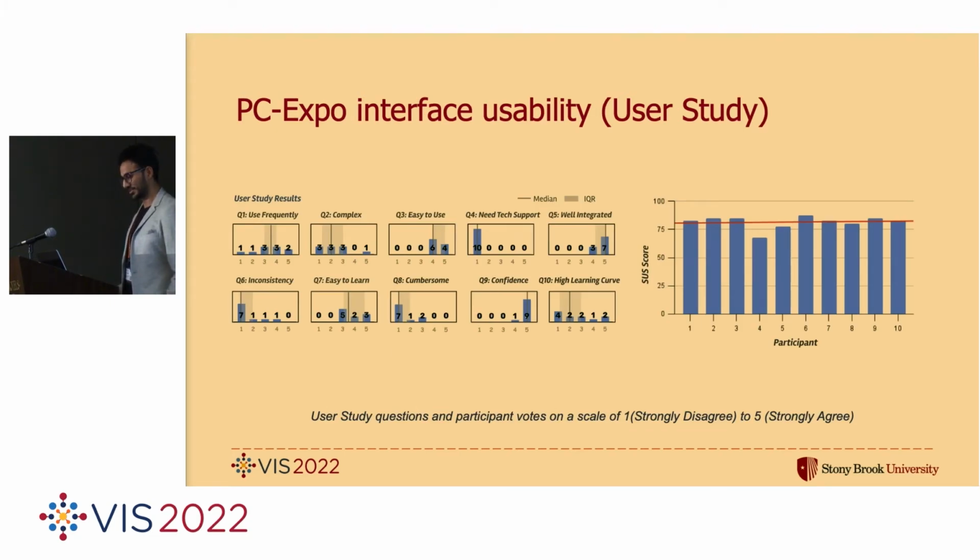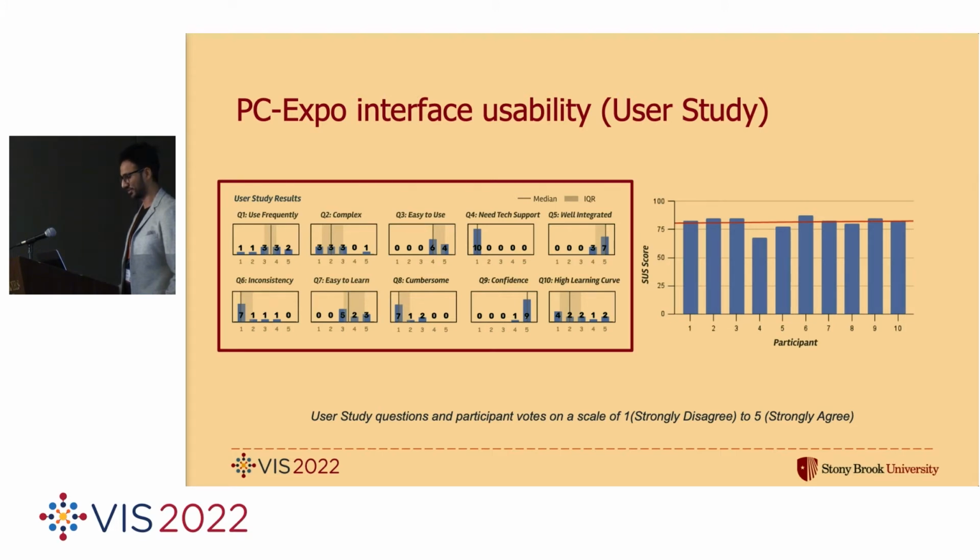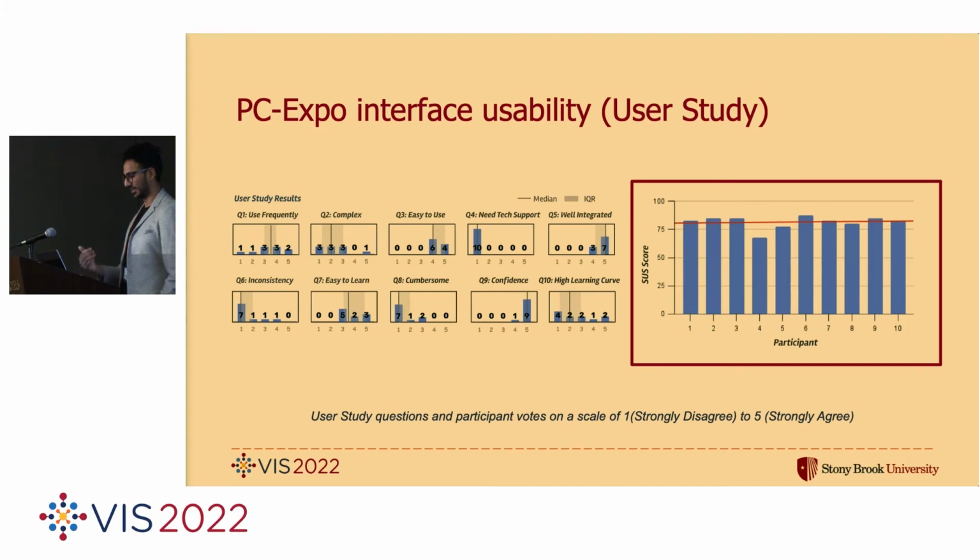Also, in another user study, a usability study of PC Expo, we got consistently high scores on all the 10 usability questions. Looking at the SUS score, which is the usability score for a tool, we got above 75, which is the median usually. So this basically means PC Expo has good usability looking at the axis reordering tasks from the user's perspective.